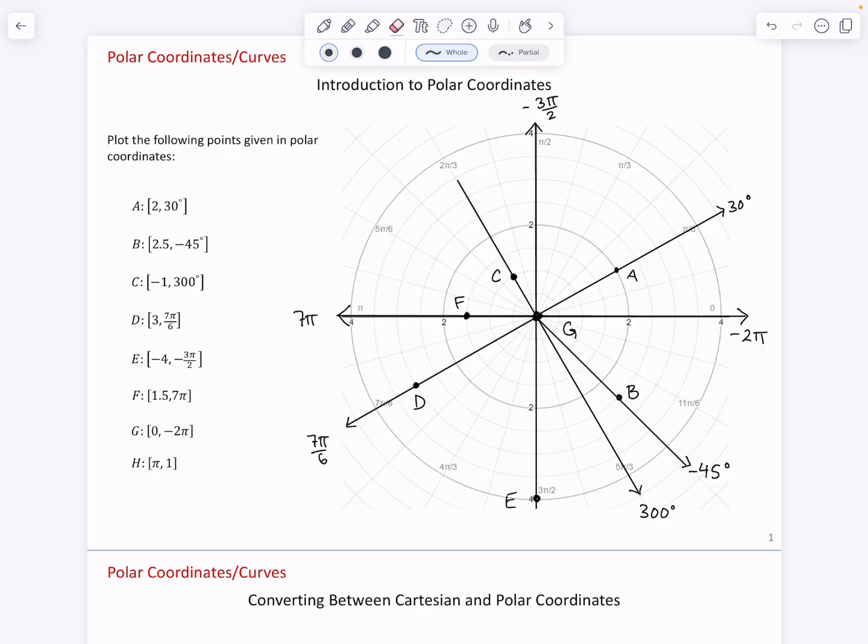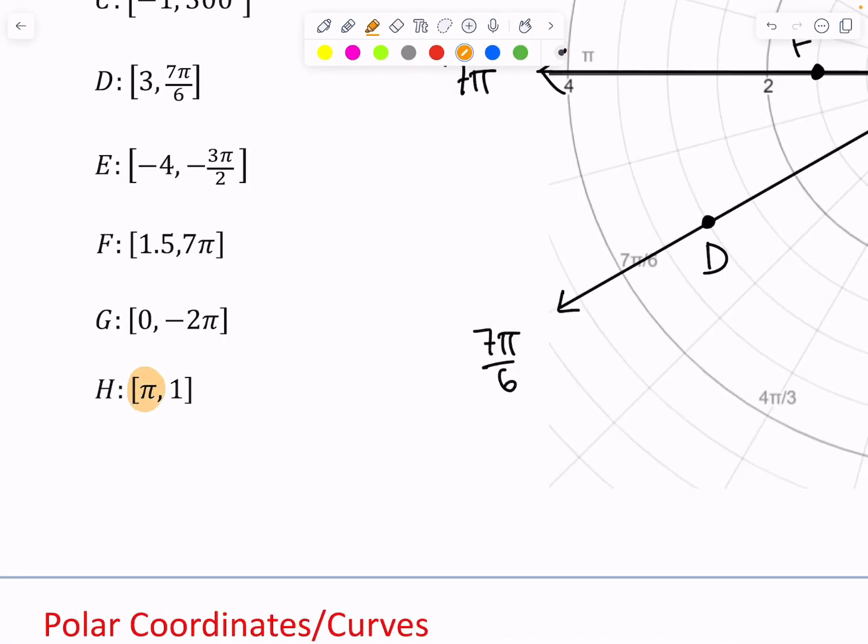Now look at the coordinates of point H. This time the pi is here and the 1 is here. This might make you want to default to the first number being the angle and the second number being our r value. But unless you're told to do that reversal, you must assume that the first number is r and the second number is theta. Notice that there's no degree symbol, so we should interpret this 1 not as 1 degree, but as 1 radian.